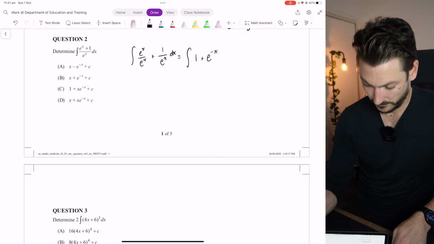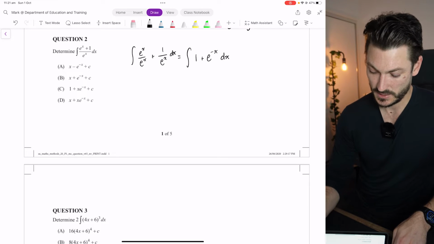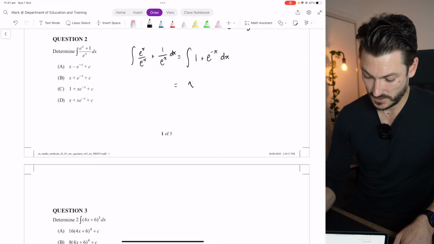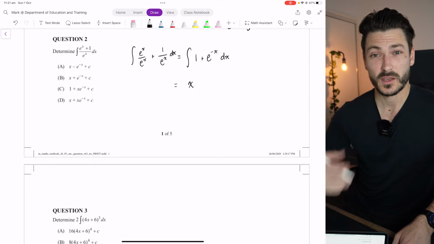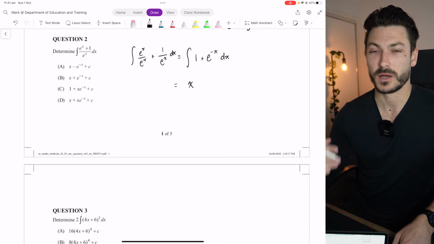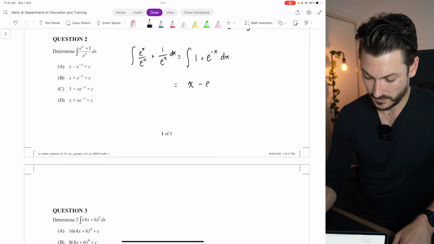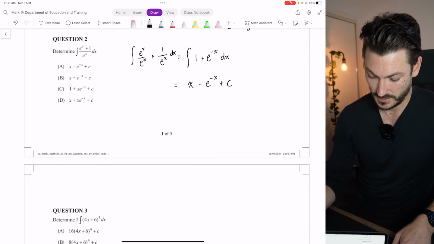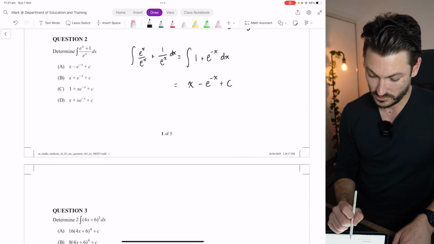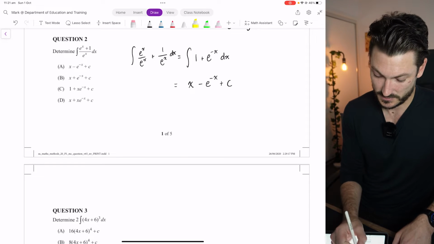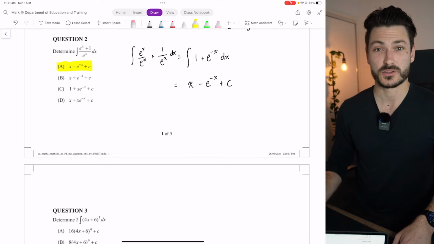Now that's going to simplify down into the integral of 1 plus e to the negative x dx, using our index laws. If I'm integrating 1 with respect to x, it just ends up being x. For e to the negative x, you divide by the derivative of the power, which is negative 1. So we're going to have minus e to the negative x plus c. And that's going to be A. Cool, there is an answer for that. That's A. So we have question 2 done.